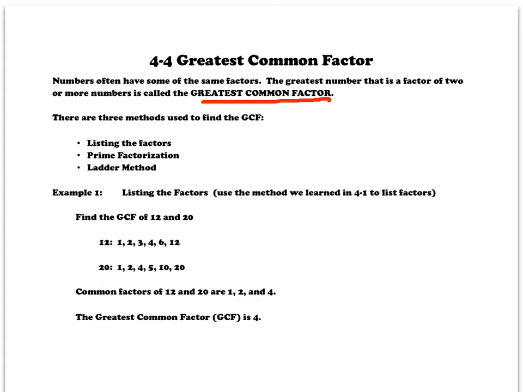So the factors of 12 are 1, 2, 3, 4, 6, and 12. The factors of 20 are 1, 2, 4, 5, 10, and 20. I found those factors by using the chart that we learned to use in section 4.1. The common factors of 12 and 20 are 1, 2, and 4. And the greatest common factor of 12 and 20 is 4.